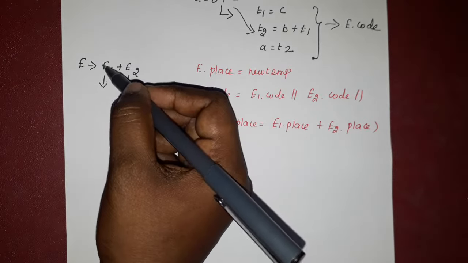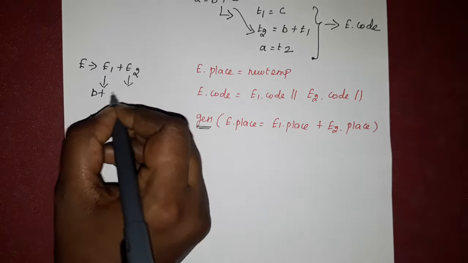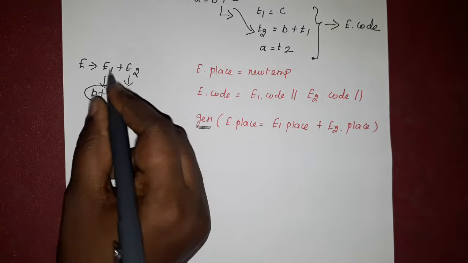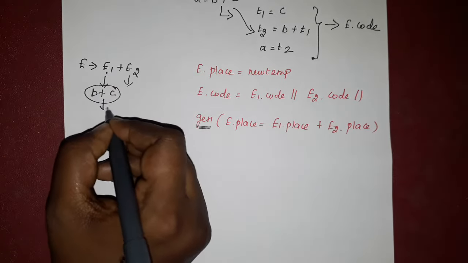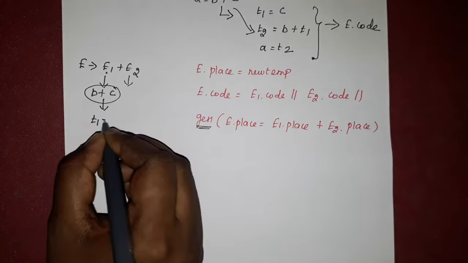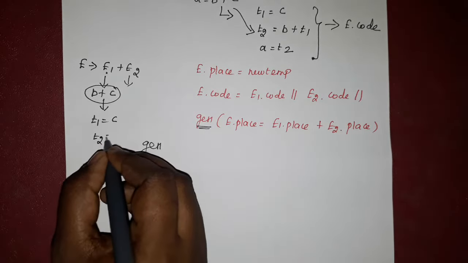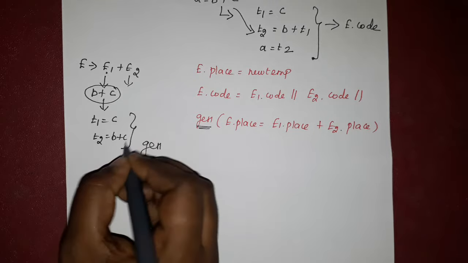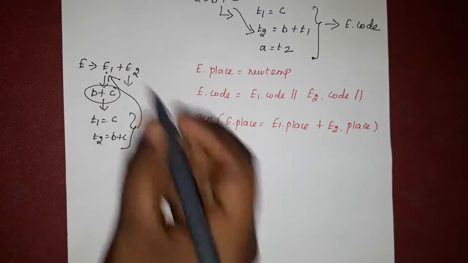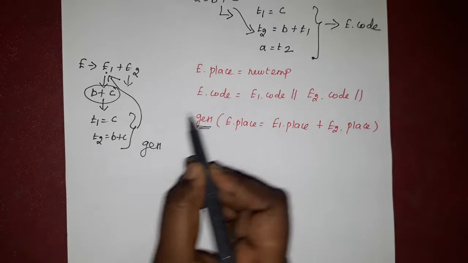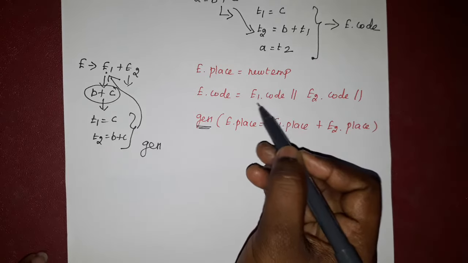For example, if E1 takes B plus C, this is the expression, and it can be stored in E1. So it can be evaluated by some expression: T1 is equal to C and T2 is equal to B plus C. This is the three address code for evaluating the expression E1. This three address code we have to write as E1.code.